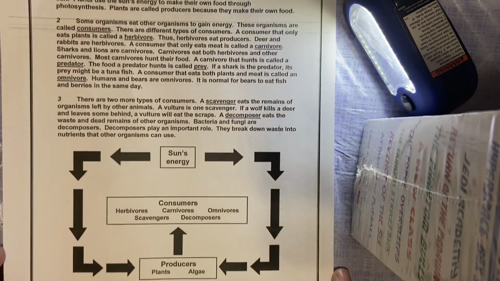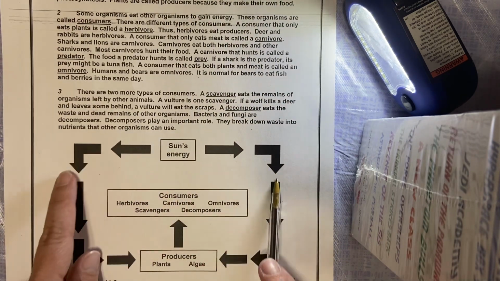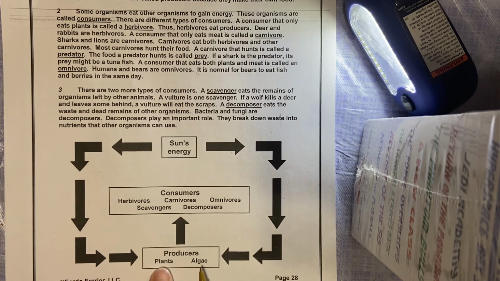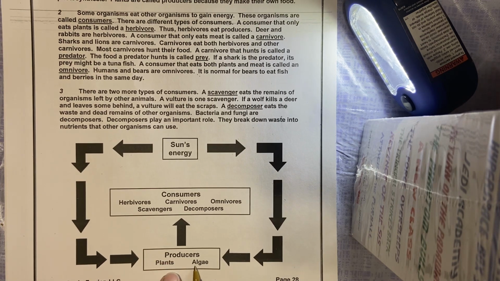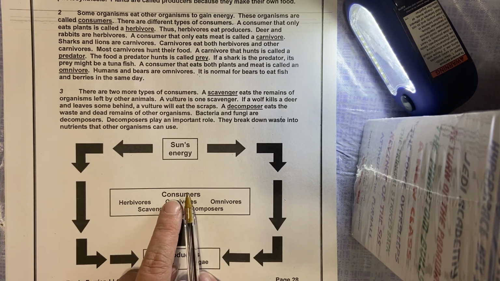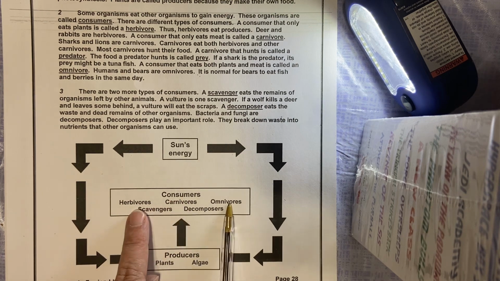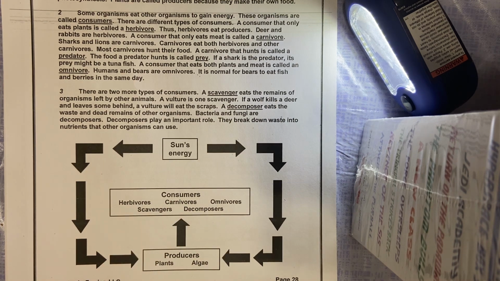We have a diagram here of the sun's energy coming around, going into the plants and the algae, which are both producers, which then go into your consumers, which could be herbivores, carnivores, omnivores, scavengers, and decomposers.